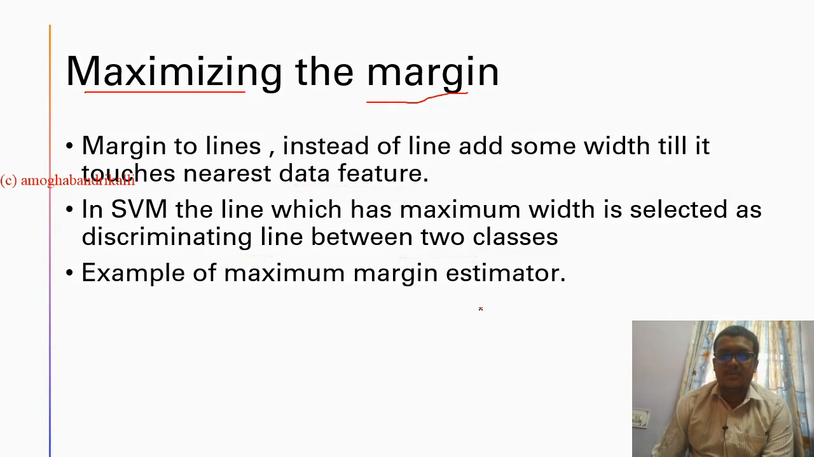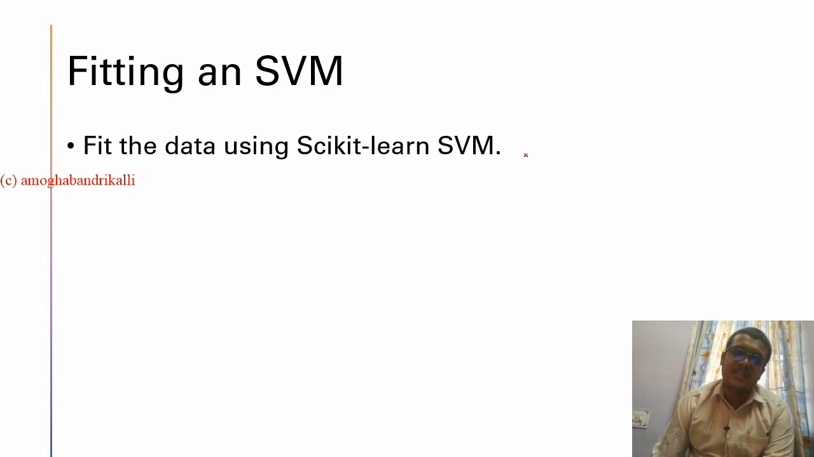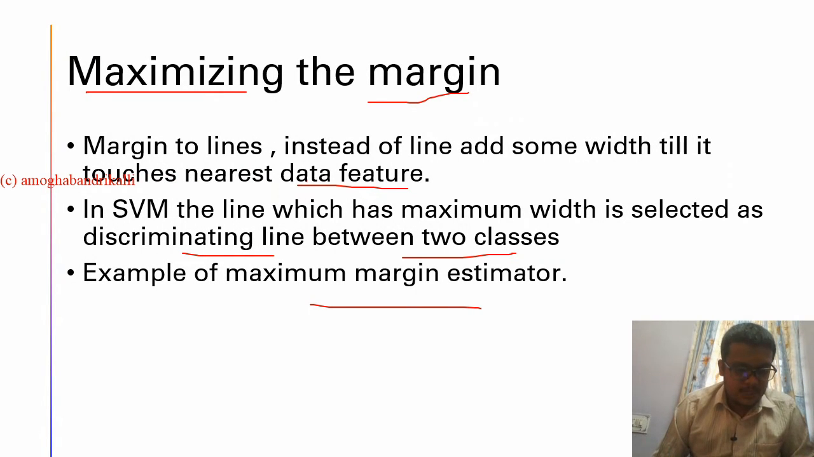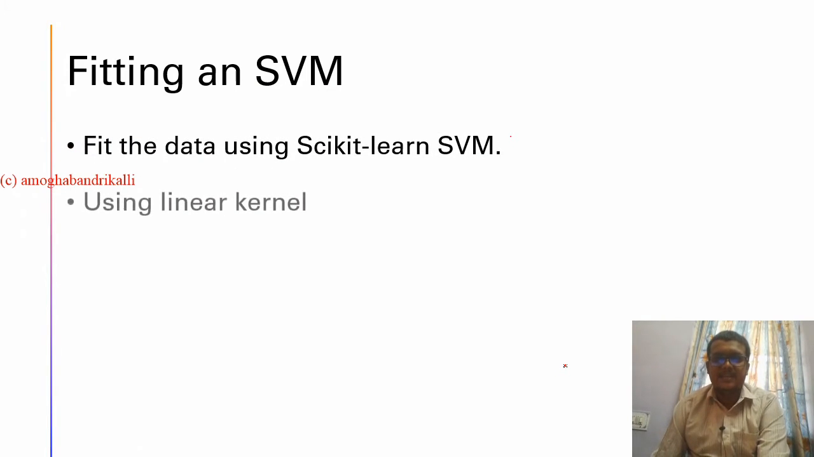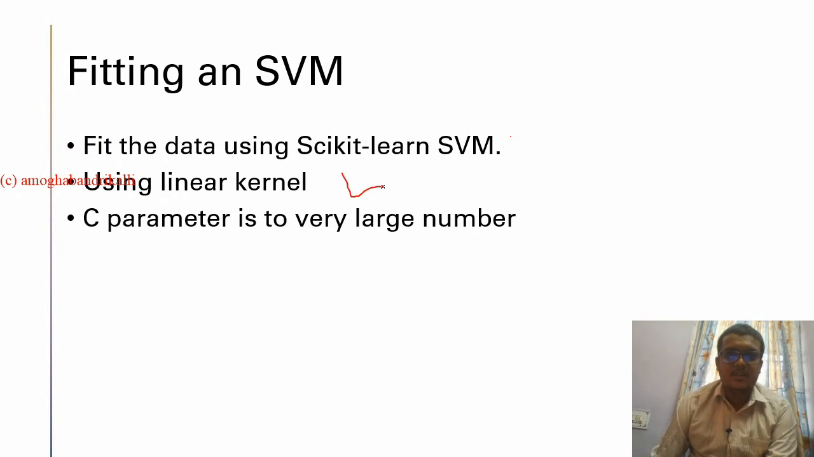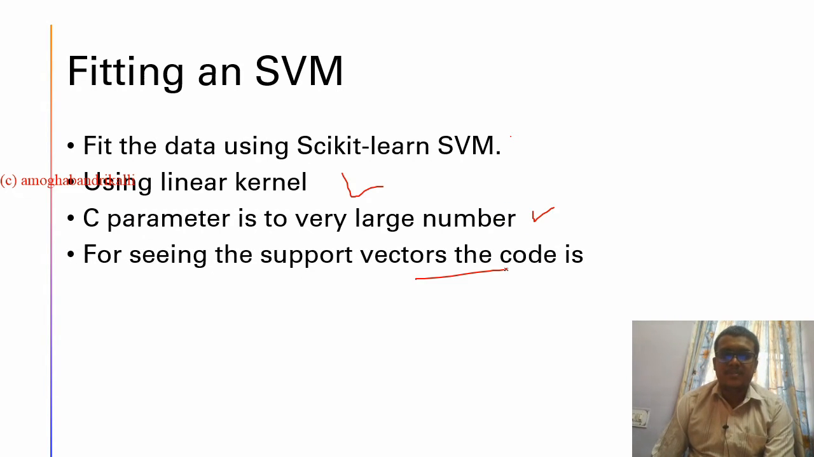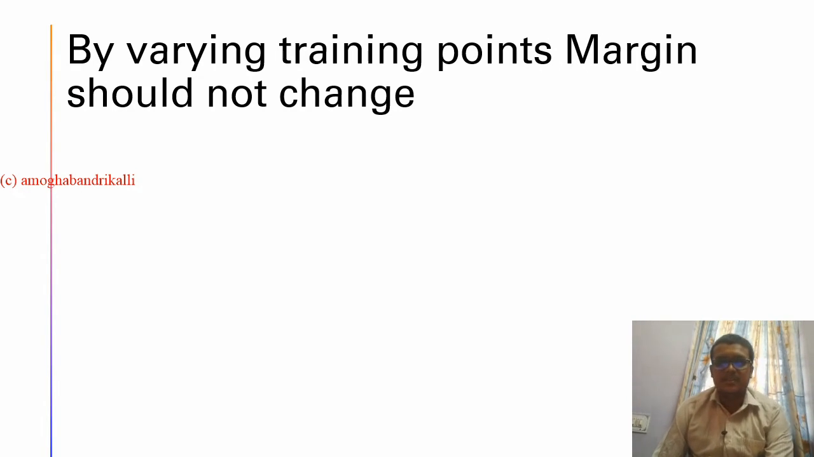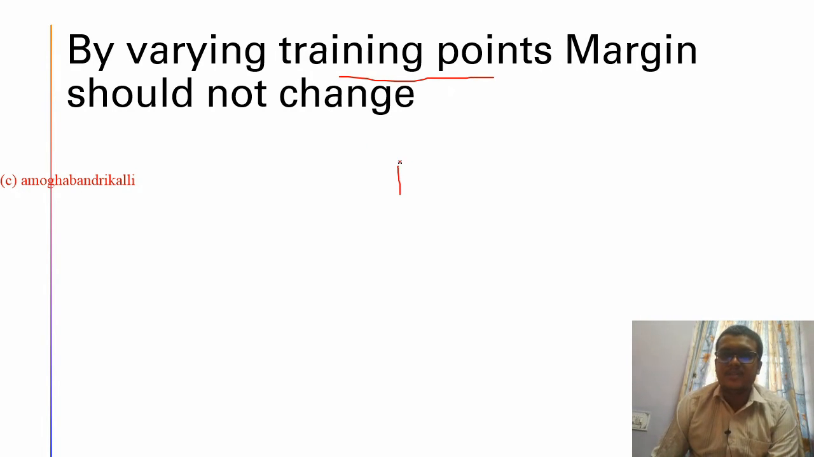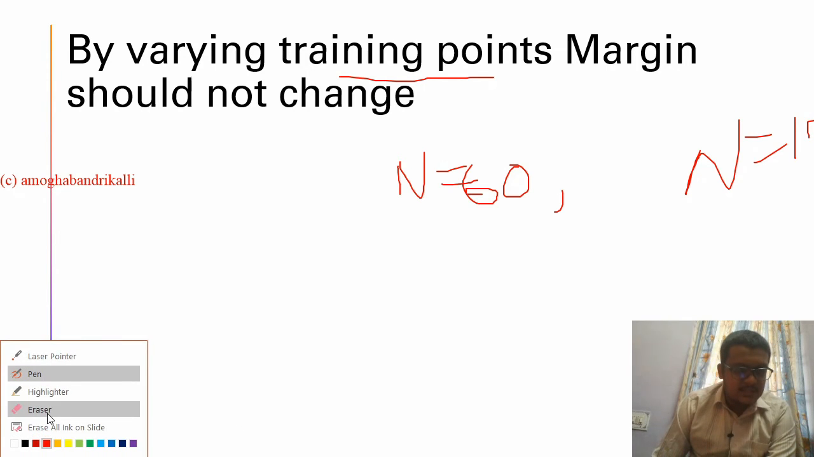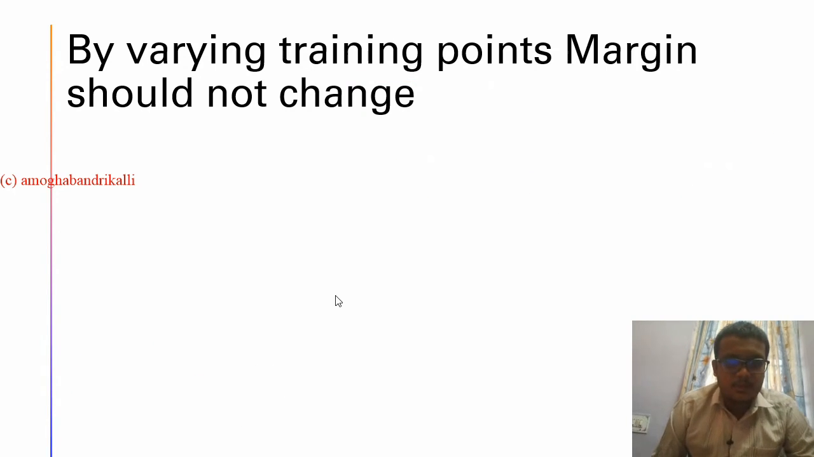So this is an example for maximum margin, and we have just seen the fitting of an SVM. The SVM has been fitted using scikit-learn with a linear kernel, and we are choosing the C parameter as a very large value. For seeing the support vectors, we have just seen the code. By varying the training points from n equal to 60 to n equal to 120, it doesn't make any changes. That is what we have just seen here.